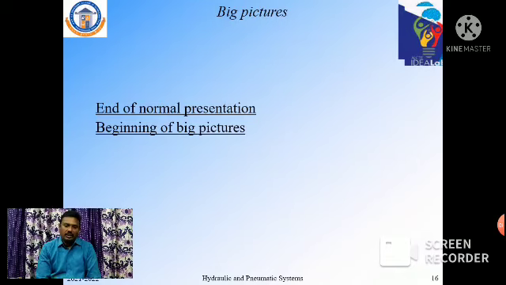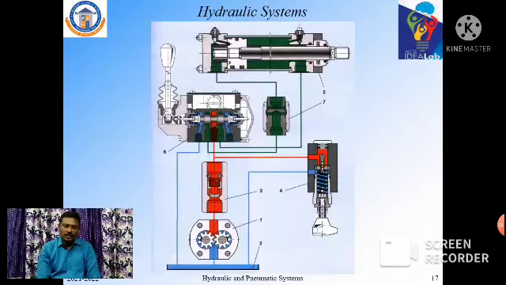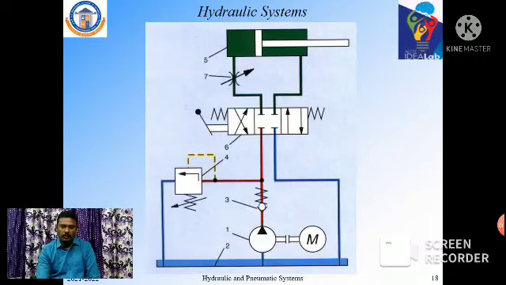We will see the basic components of the hydraulic system with pictorial representation one by one. After that, in forthcoming classes, we will explain all the components of the hydraulic system one by one. First is the hydraulic system basic requirement. Previously we saw the components of the hydraulic system in the previous slides. These are the system requirements.